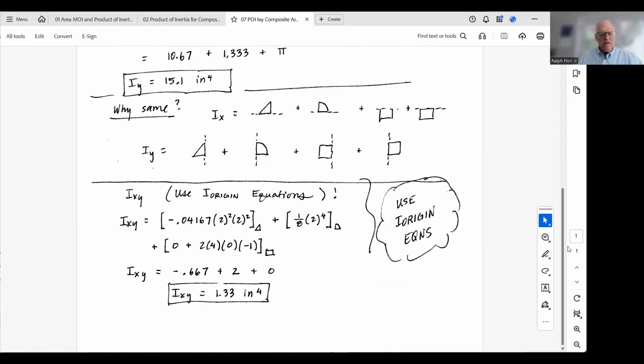And so finally, the IXY for that shape is negative 0.667 plus 2. So it's 1.33 inches to the 4th. And again, I chose this because it illustrated some of the I origin equations.